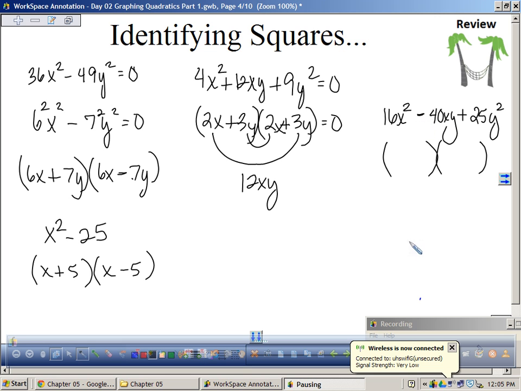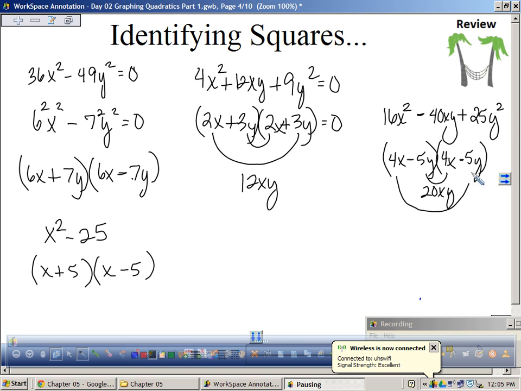Oh, I made this a minus sign, so check this out. What's going to be my first? 4x and 4x, and what's going to be my last? 5y and 5y, and instead of plus signs here, they're both going to be negative signs, because 20xy and 20xy are both negative, which adds up to 40xy.